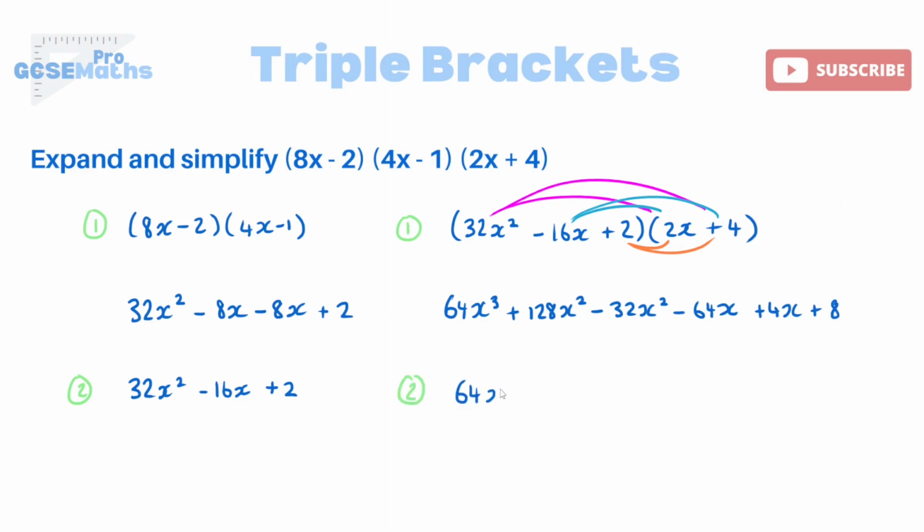And collect the like terms, 64x cubed plus 128x squared minus 32x squared would be 96x squared, and negative 64x plus 4x would be negative 60x plus 8. So there's your final answer for that one.